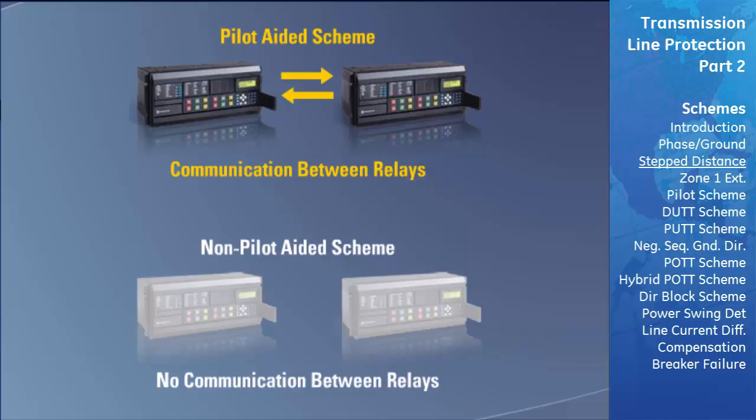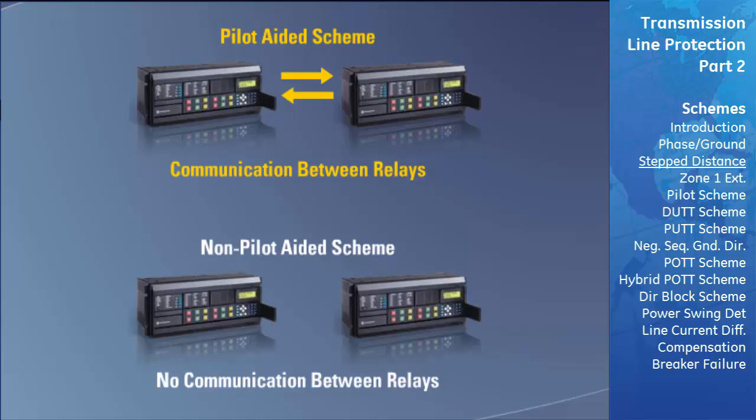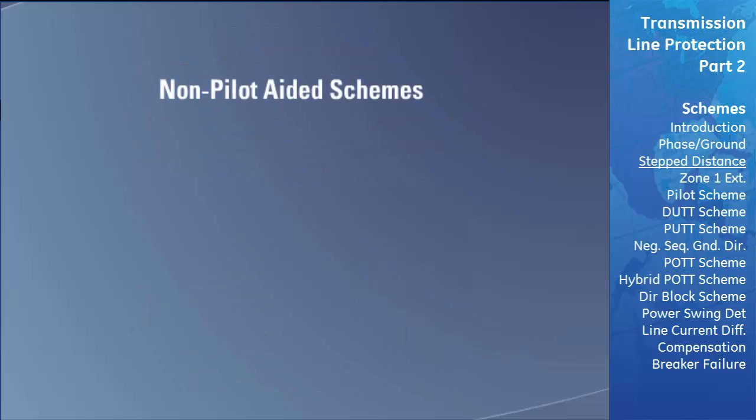The relays used in non-pilot-aided schemes do not communicate with each other and instead use delays and other forms of coordination to determine whether the fault is located on the transmission line or not. All coordination in these schemes is done within each individual relay itself. In the category of non-pilot-aided distance protection schemes, there are 2 main types that we will discuss. These are the stepped distance protection scheme and the Zone 1 extension scheme.